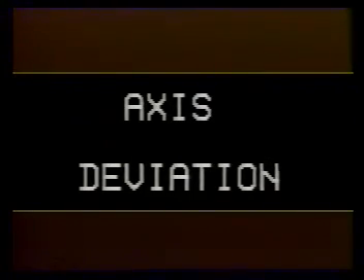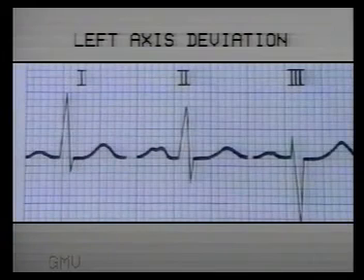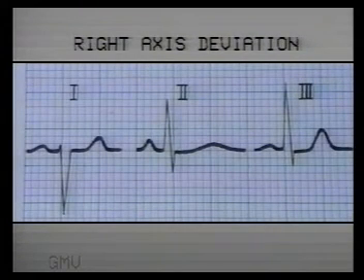Axis deviation. To look for deviation of electrical axis of heart, we must study leads 1 and 3. Normally, QRS complexes are predominantly upwards in both these leads. In left axis deviation, there is a prominent R wave in lead 1 and a prominent negative deflection either Q or S in lead 3. In right axis deviation, there is a prominent negative deflection in lead 1 and a prominent R wave in lead 3.